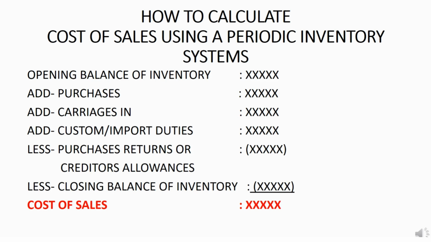Now let us look at how to calculate cost of sales using a periodic inventory system. Firstly, you take an opening balance of inventory. With an opening balance, it's found in your trial balance.